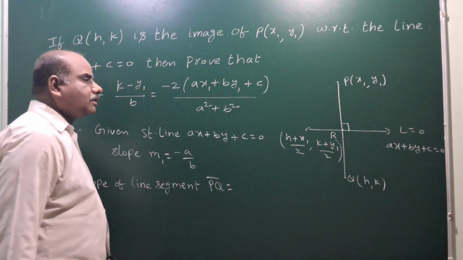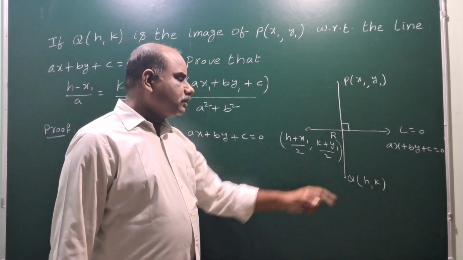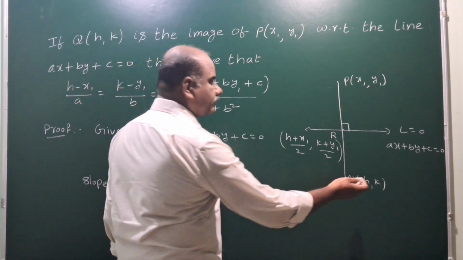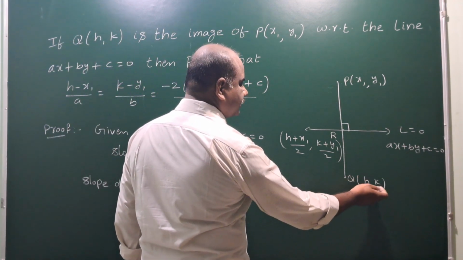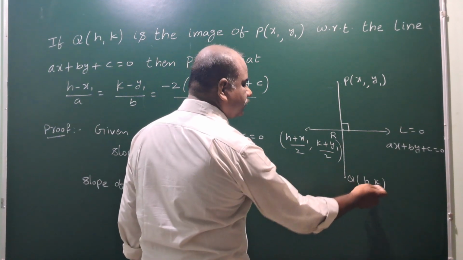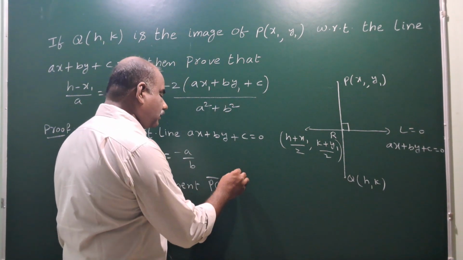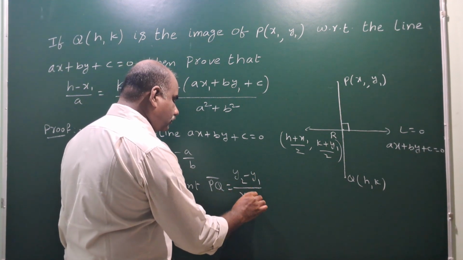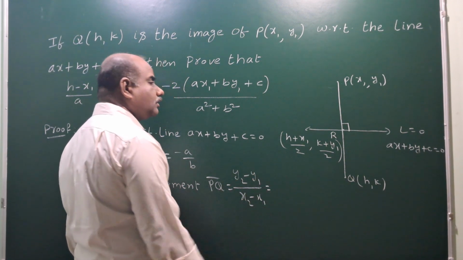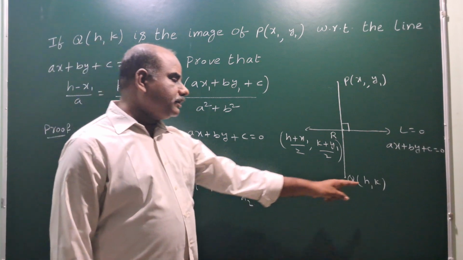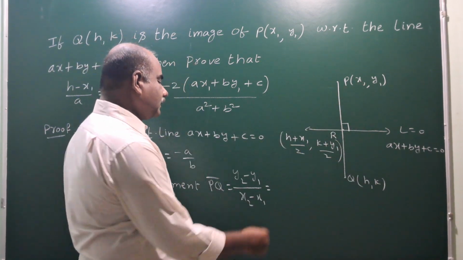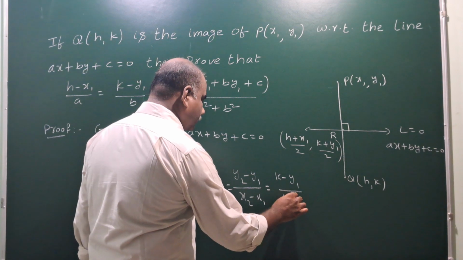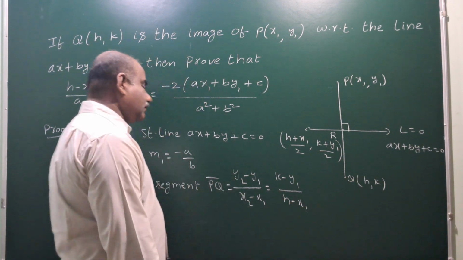Since these are the points, we have the formula difference of y coordinates. That means let us say these coordinates can be taken as x2, y2. Then we have the formula like this: (y2 - y1)/(x2 - x1). Okay, so here y2 means k, y1 means y1 only. Therefore, it is equal to (k - y1)/(h - x1).